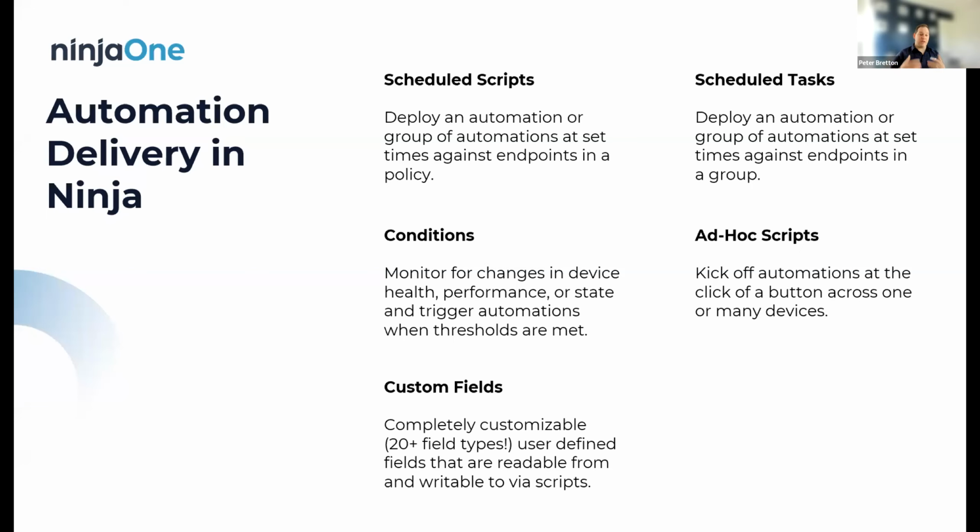You're going to see heavy use of conditions today, where those are triggered automations. So when we use a monitor to detect a state change or a health or performance issue or an event, and then trigger an automation once that threshold is met. You can trigger automations via ad hoc script delivery, so deploy a script and that will kick off a bunch of other things. And then finally, custom fields.